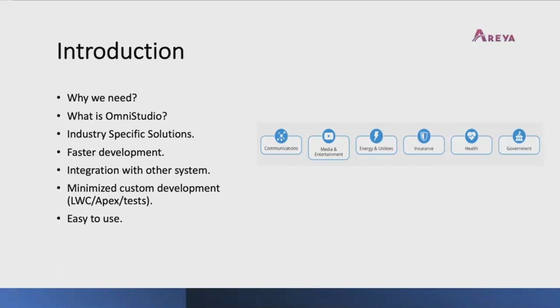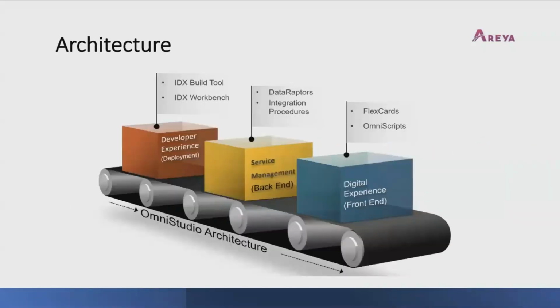Then it reduces our custom development. Definitely LWC, Apex classes, and test classes are not needed if we use the OmniStudio features. We can easily integrate with other systems, like HTTP calls, any kind of API integration, using these tools. And definitely it's easy to use. If someone has less coding experience, they can go and learn OmniStudio and build high-end applications. So let us understand the architecture of OmniStudio.